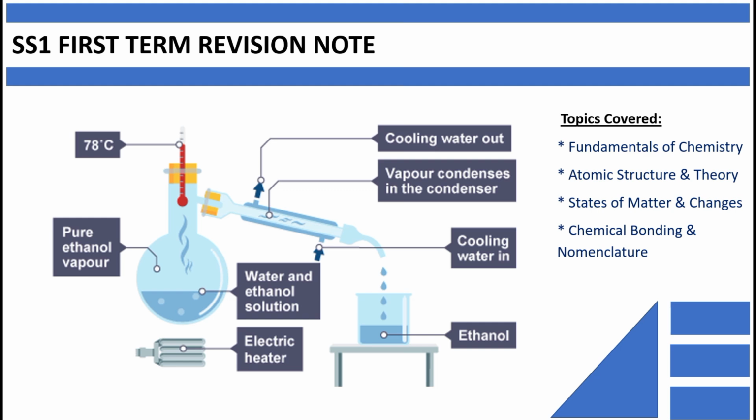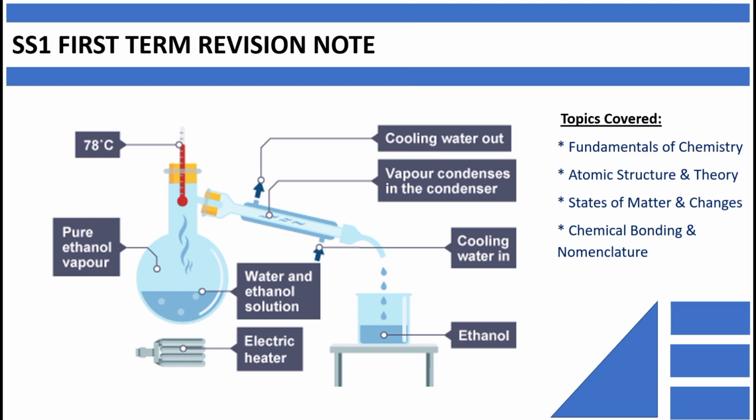So how are we going to know that the ethanol present in that particular mixture has been removed? The only way to know that is to look at the thermometer. When the thermometer moves from 78 degrees Celsius to something like 80, 85 and so on, that means that all the ethanol has been collected. So we can remove the conical flask and introduce another conical flask to condense and get distilled water.